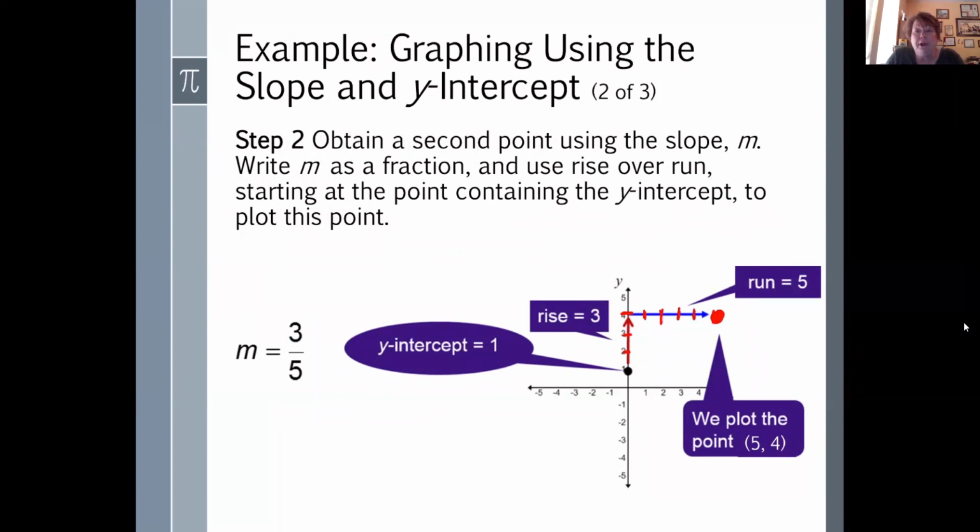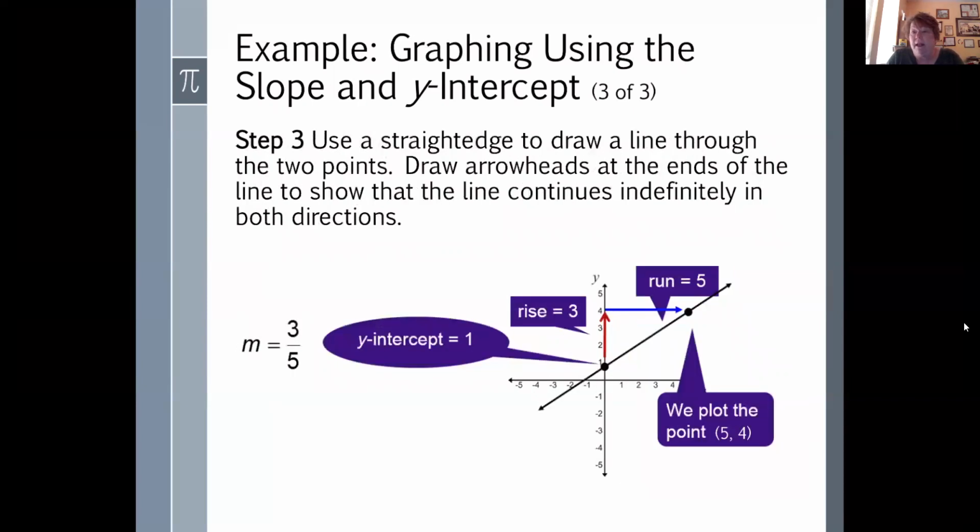We've gone up 3 units from 1, so our y-coordinate is 4. 1 plus 3 is 4. And we've gone to the right 5 units, so the x-coordinate of our point is going to be 5. So we now have 2 points. We can draw a straight line if we have 2 points. So we take our straight edge out, and we draw a line between those 2 points.